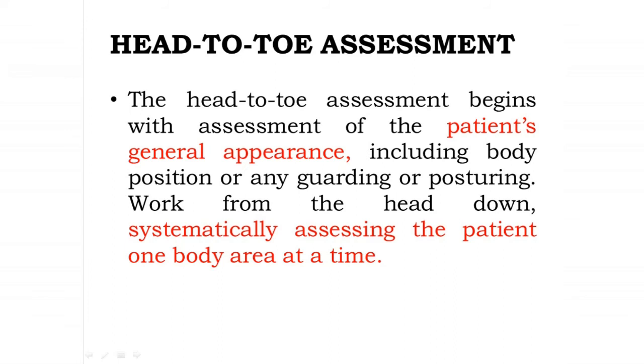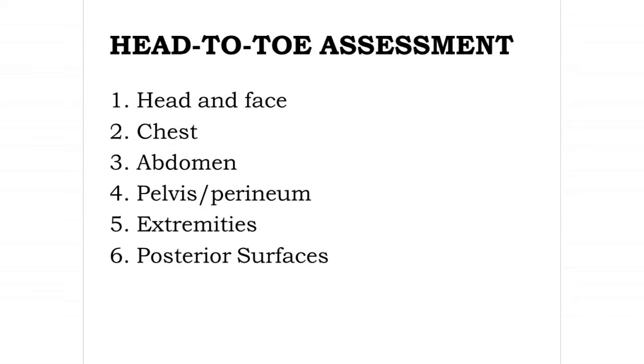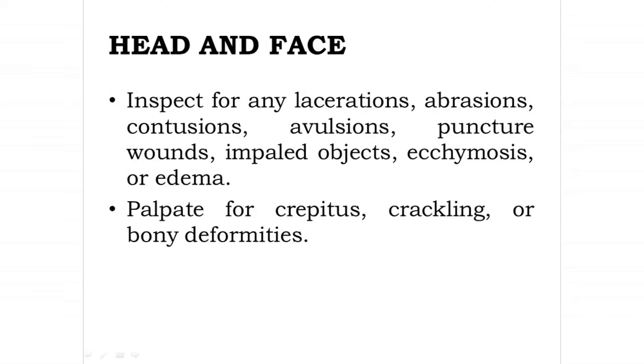Head-to-toe assessment. The head-to-toe assessment begins with assessment of the patient's general appearance, including body position or any guarding or posturing. Work from the head down, systematically assessing the patient one body area at a time. 1. Head and face. Inspect for any lacerations, abrasions, contusions, avulsions, puncture wounds, impaled objects, ecchymosis, or edema. Palpate for crepitus, crackling, or bony deformities.